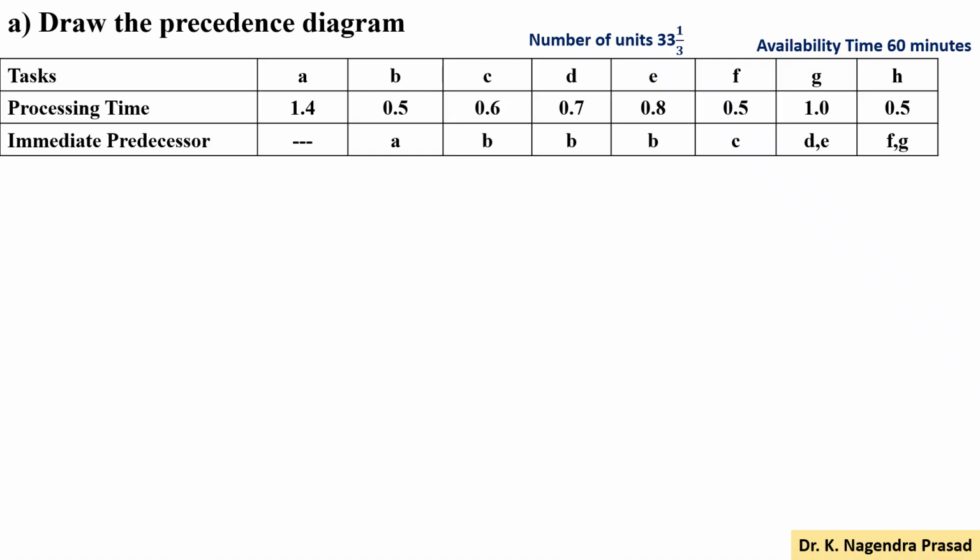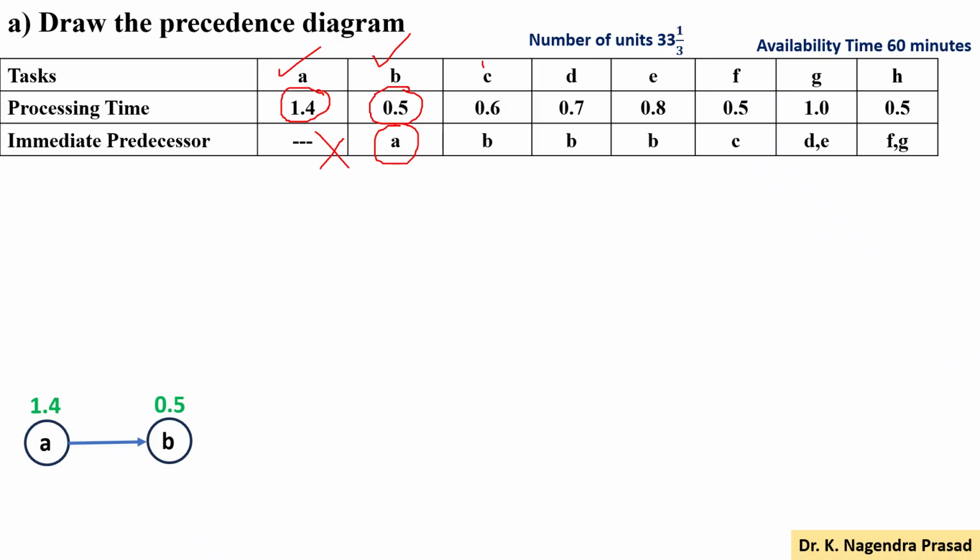So the first question is to draw the precedence diagram. For this, observe the given table. Task A has no immediate predecessor, so it is the starting task. First I draw task A along with its processing time of 1.4. Next is task B. It starts after completion of task A. Once task A is completed, task B starts and its processing time is 0.5.